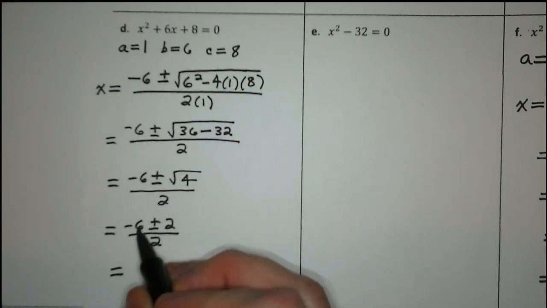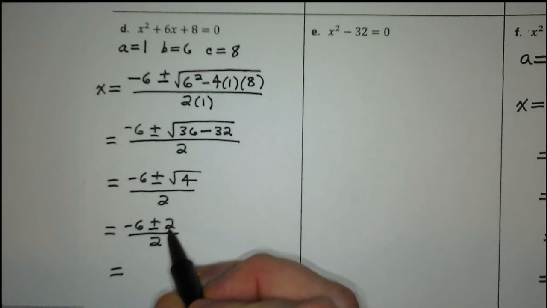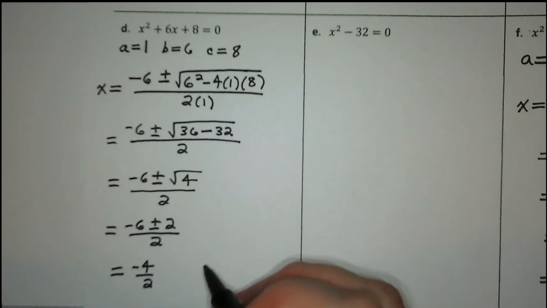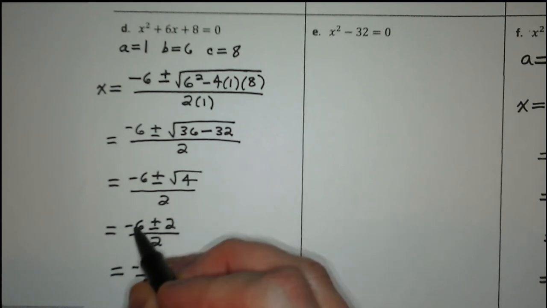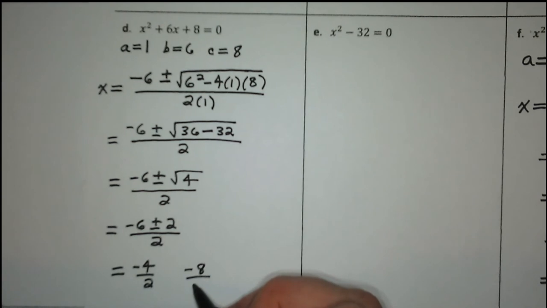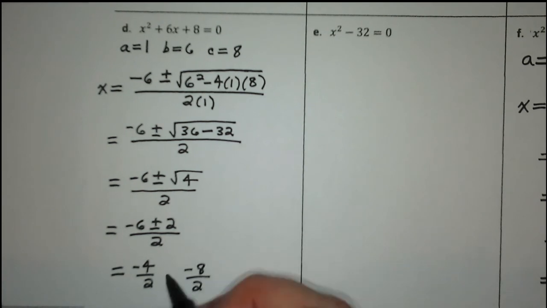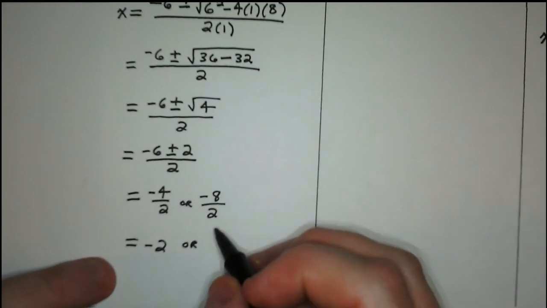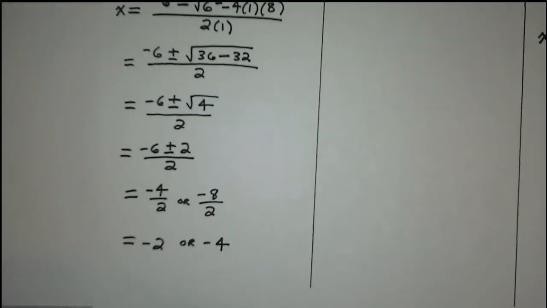So here we go. Negative 6 plus 2 is negative 4 divided by 2. And then the other answer would be negative 6 minus 2, which is negative 8 all over 2. Okay? Now negative 4 divided by 2 is negative 2. And negative 8 divided by 2 is negative 4. All right? So these are your very nice 2 final answers.